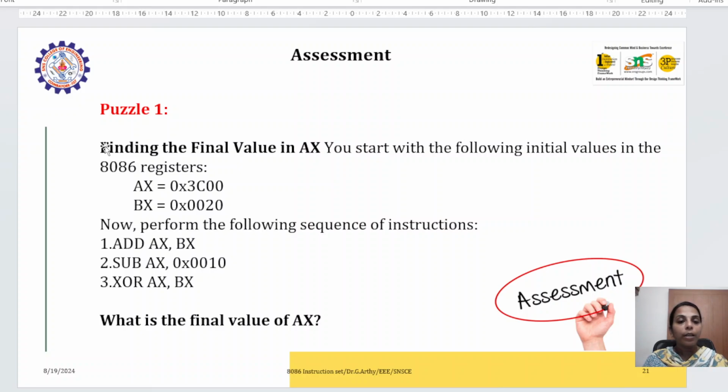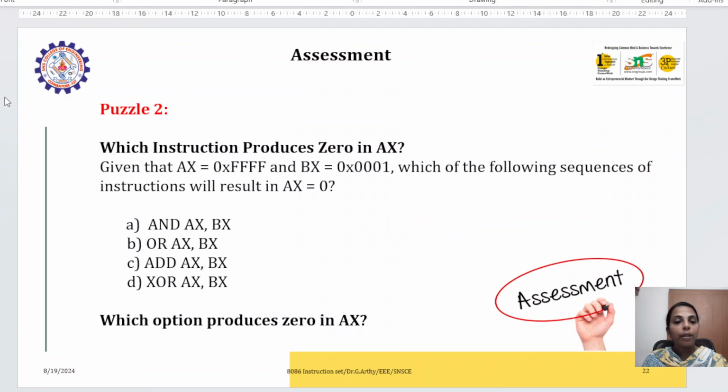And this is for your assessment. I have given two puzzles to find the value after performing the operation. And this is another puzzle to improve your knowledge.